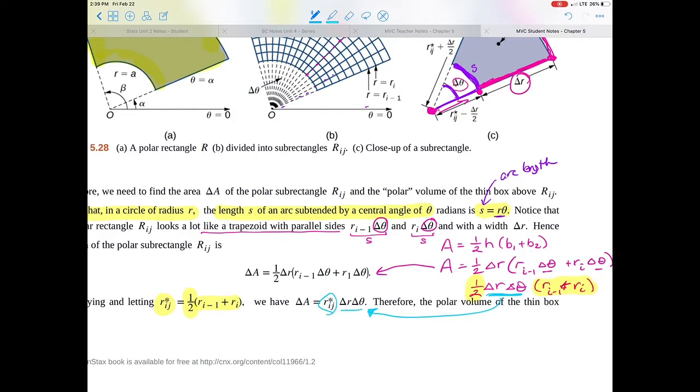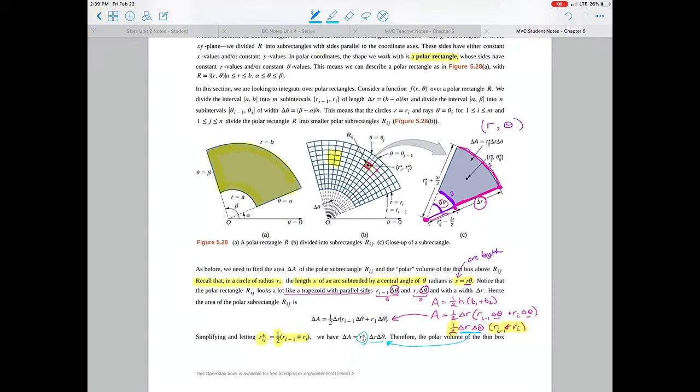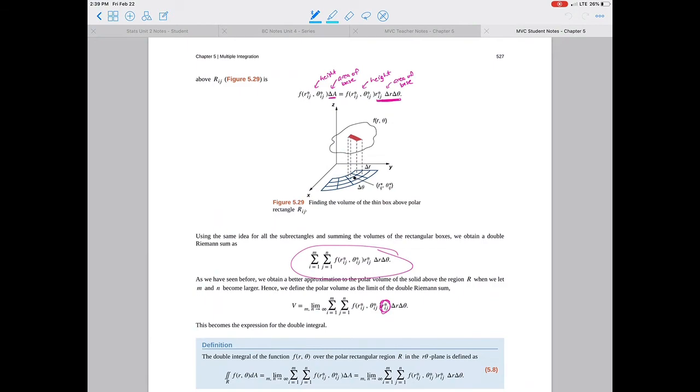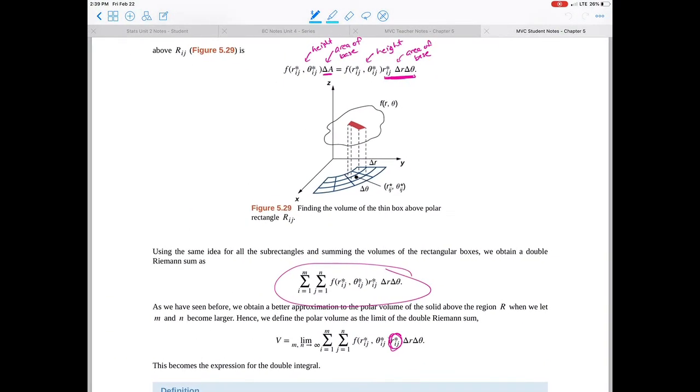Now, this r star, if you go to the next page, is right here. R star, delta r, delta theta, and delta a right here. And from this point, you're going to pick up the class video to watch the rest of this.